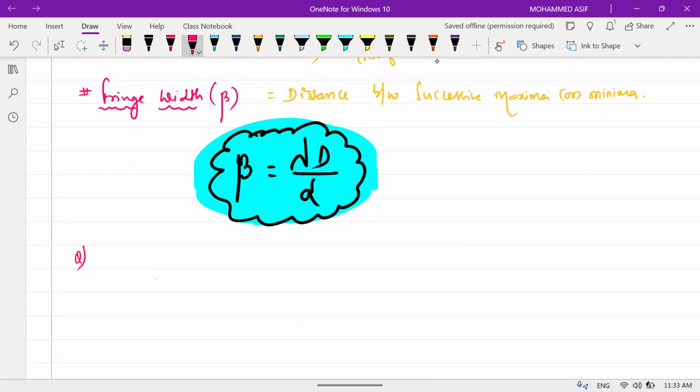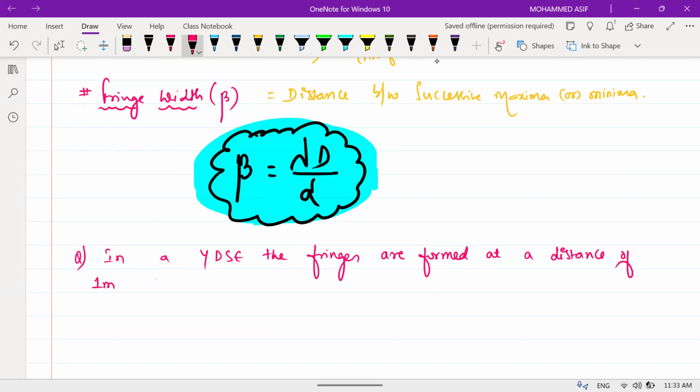So let us try to do one small numerical to get an idea. In a Young's double slit experiment, YDSE, the fringes are formed at a distance of 1 meter from the double slits of separation 0.12 mm. Calculate the wavelength.